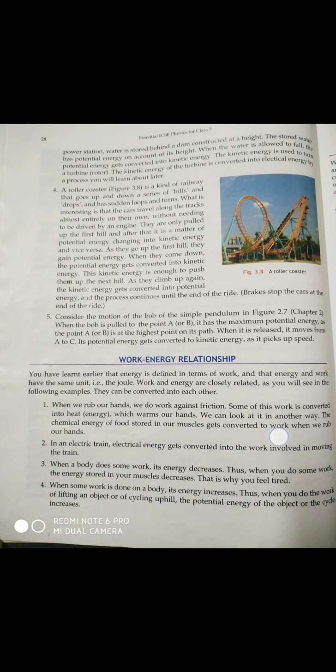So when water is allowed to fall, the potential energy is converted into kinetic energy. This kinetic energy is used to turn the turbines, right? The kinetic energy of the turbine is converted into electrical energy, and that is a complicated process, so you cannot learn how it is happening right now.